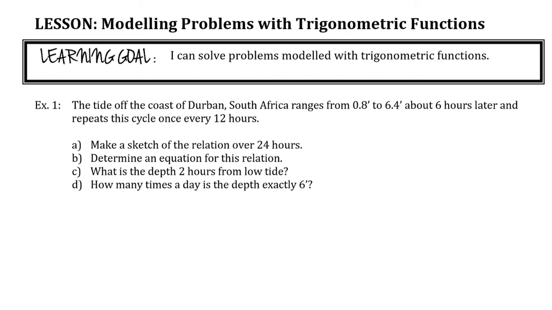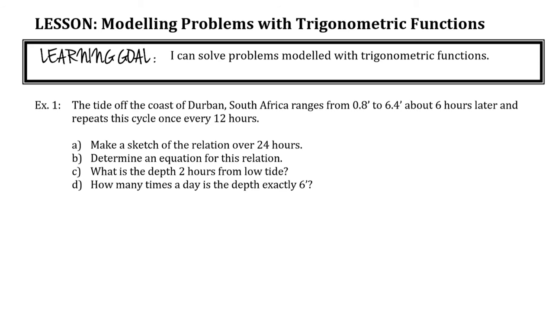The tide off the coast of Durban, South Africa ranges from 0.8 feet to 6.4 feet and about 6 hours later. So it goes from the minimum to the maximum in about 6 hours and repeats one cycle every 12 hours. And that's a good connection to make based off of question E from the practice. And those of you that did it, you understand what I'm talking about. The relationship there helps us understand everything.